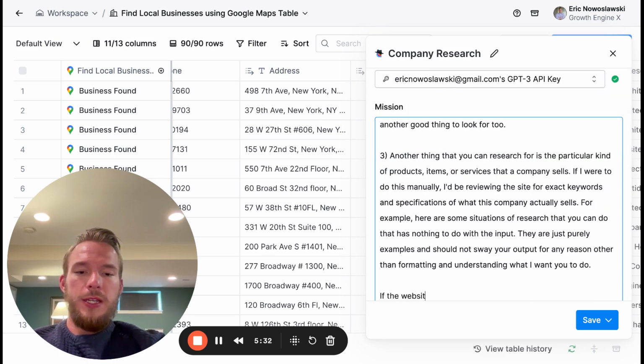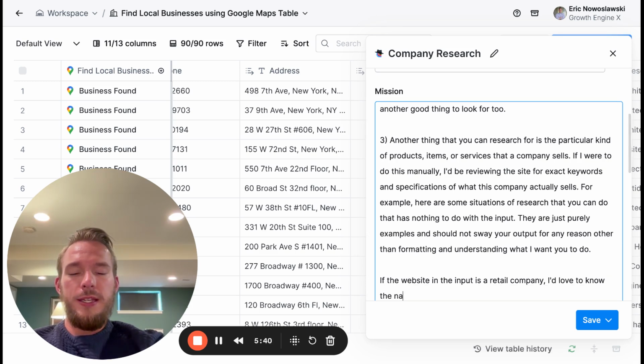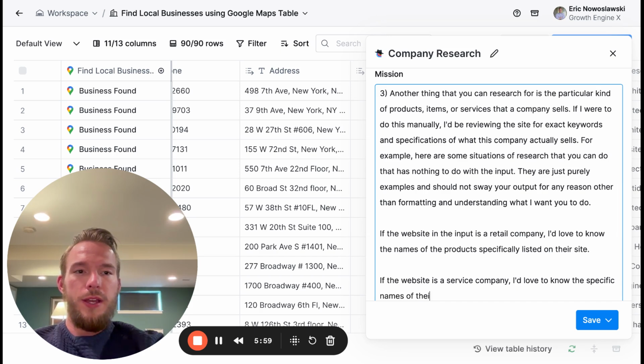If the website in the input is a retail company, I'd love to know the names of the products specifically listed on their site. If the website is a service company, I'd love to know the specific names of their service packages and possibly their pricing.